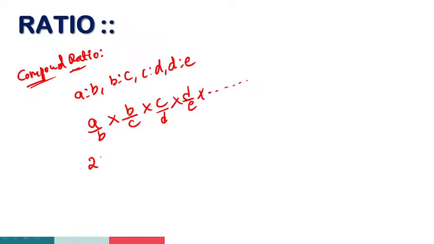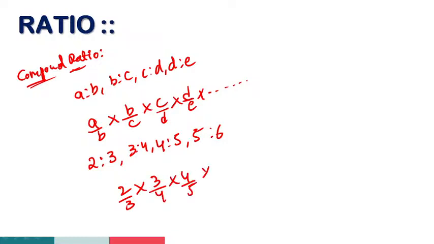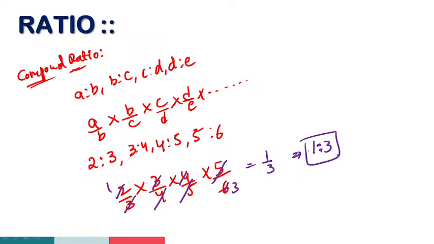For example, the question like this: 2 is to 3 comma, 3 is to 4 comma, 4 is to 5 comma 5 is to 6. Find out the compound ratio. 2 is to 3 can be written as 2 by 3 and 3 by 4 and 4 by 5 and 5 by 6, guys here. Let me calculate. So 3 3 cancel, 4 4 cancel, 5 5 cancel. Then 2 ones are 2 and 2 threes are 6. So 1 by 3. 1 by 3 means 1 is to 3. Just remember only the formula, guys here. Okay. So compound ratio.